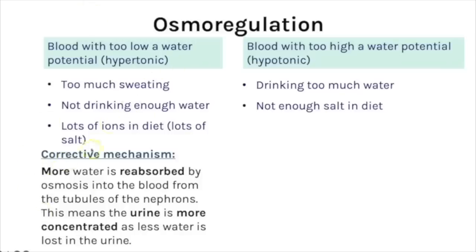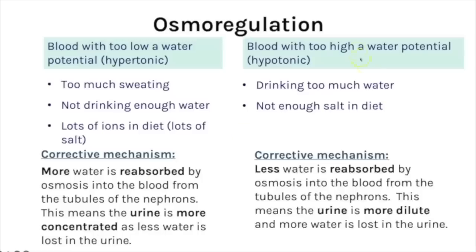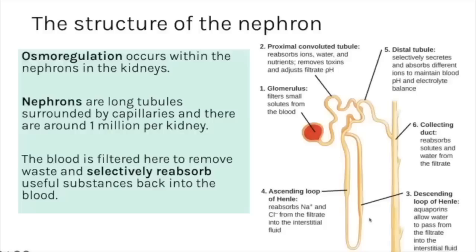If you have hypertonic blood, more water has to be reabsorbed by osmosis into the blood from the tubules in the nephron, which is in the kidney. Therefore, you'll have urine which is lower in volume and more concentrated. If you have too much water in your blood, so hypotonic, that means less water will be reabsorbed by osmosis into the blood from the tubules in the nephrons in the kidneys. And as a result, you'll be producing larger volumes of urine, which are more dilute.